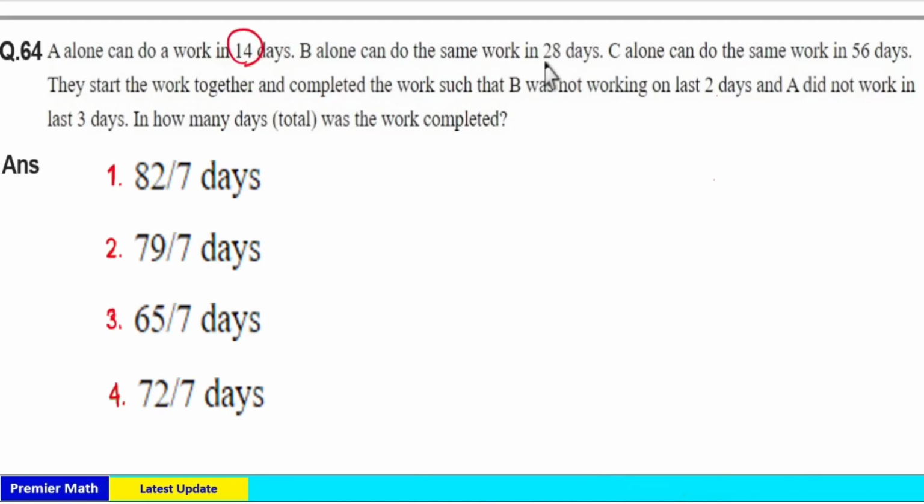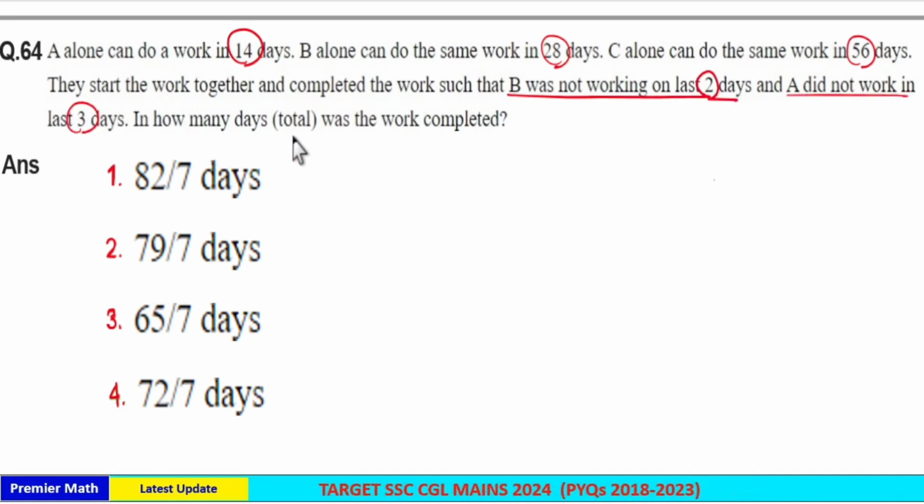A alone can do a work in 14 days. B alone can do the same work in 28 days. C alone can do the same work in 56 days. They start the work together and completed the work such that B was not working on the last 2 days, and A did not work in the last 3 days. In how many days was the total work completed?